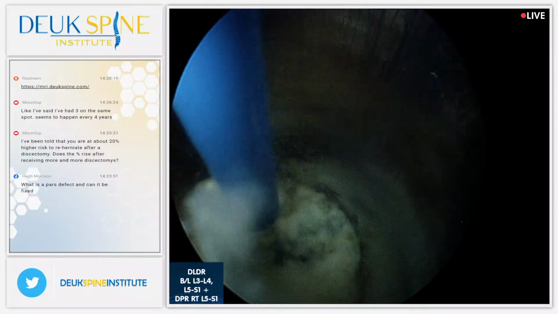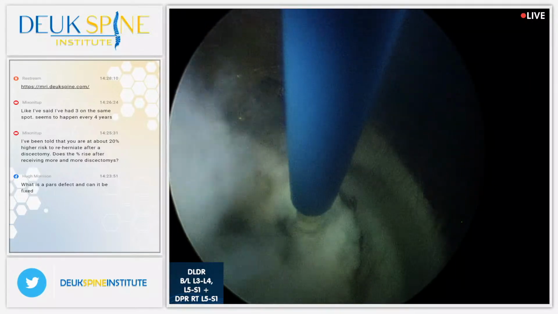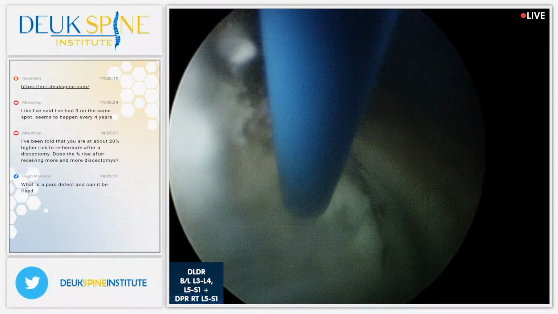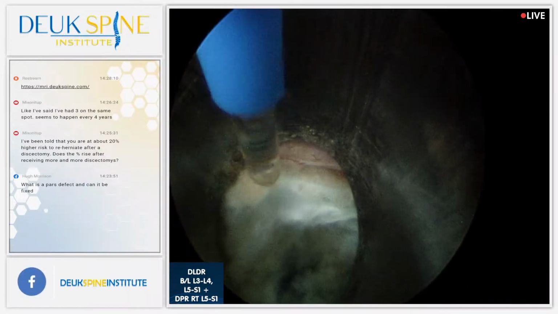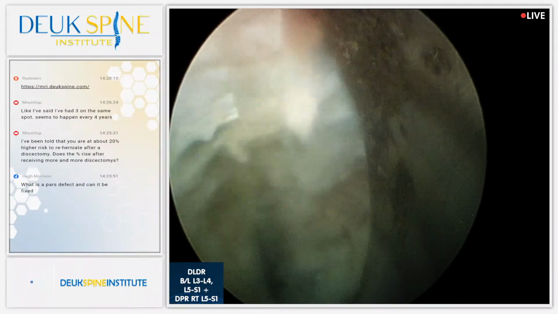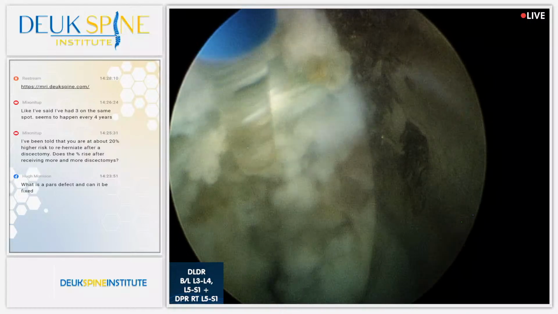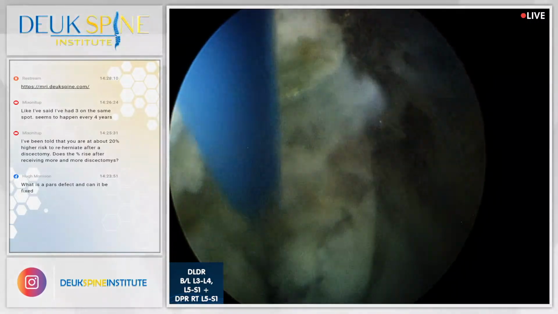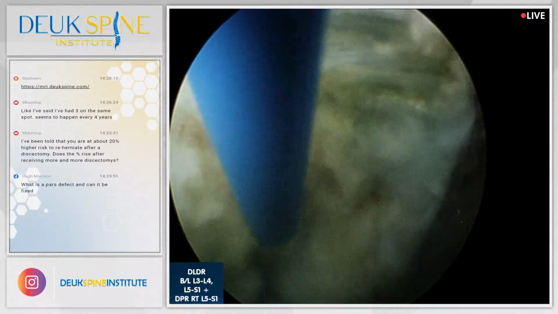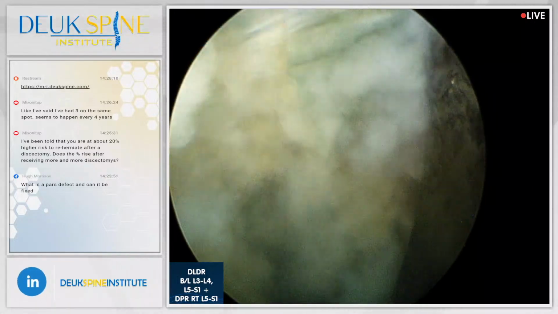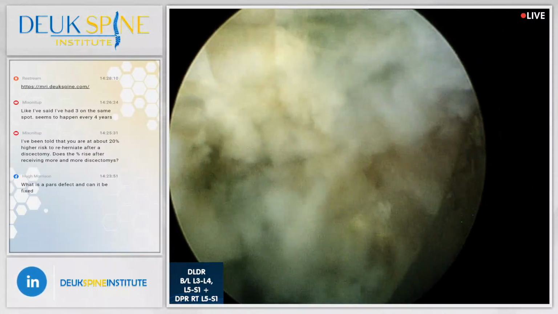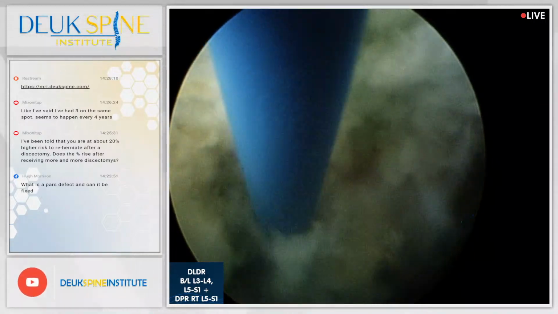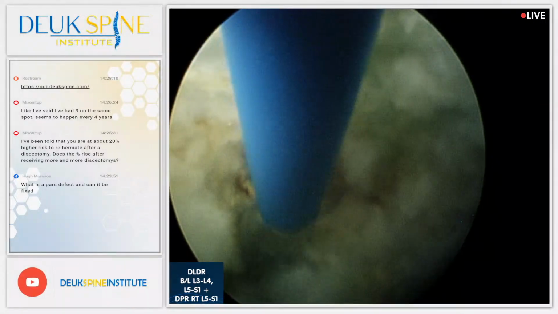They asked, I've been told that you are at about 20% higher risk after a discectomy. Does the percentage rise after receiving more and more discectomies? Like I've said, I've had 3 on the same spot. Seems to happen every 4 years. Are you asking if I agree with the percentage? Because to me, the percentage sounds about right. You're definitely at higher risk after you have a discectomy.